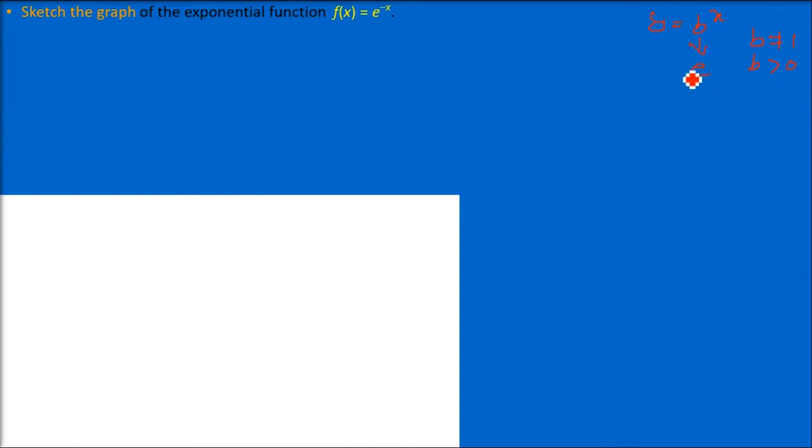Now when we replace b by e, the Euler number, the value of e is 2.72. So this is (1 plus 1 by x) to the power x, limit x tends to infinity. If you take the sum of this series, you are going to get the value 2.72. In mathematics and physics, it is generally used.